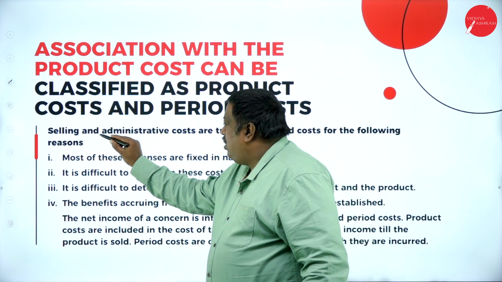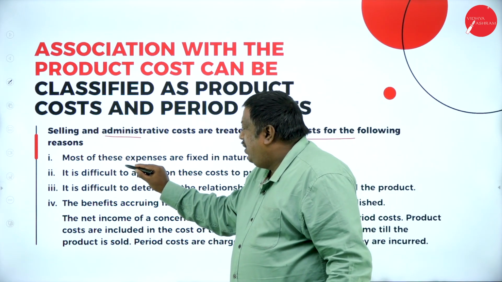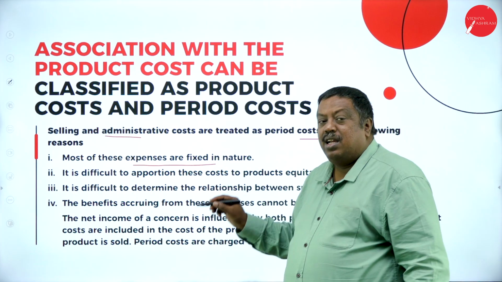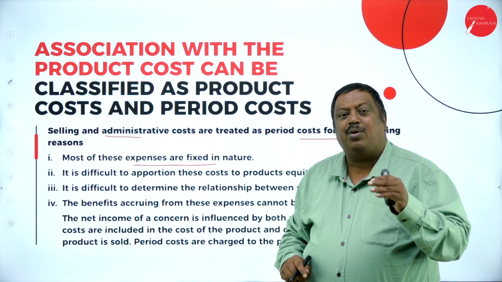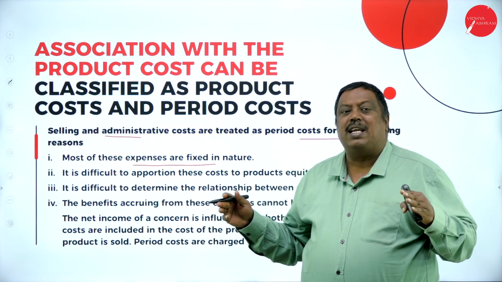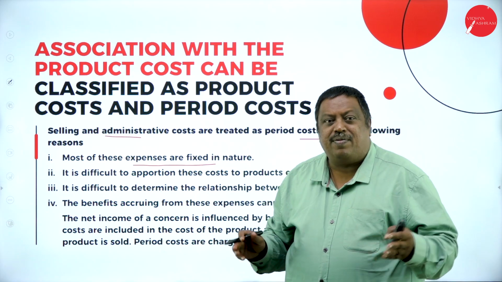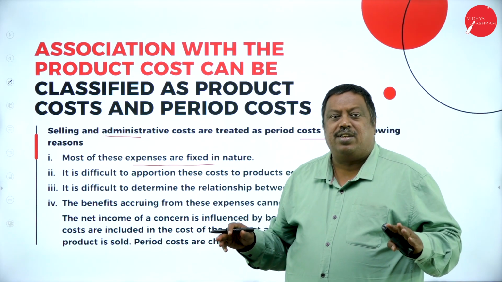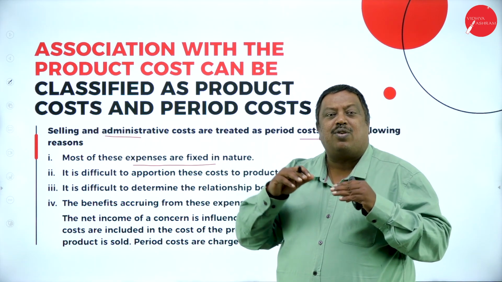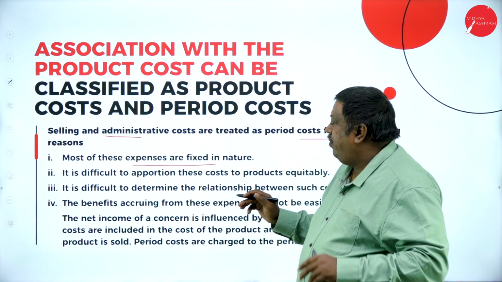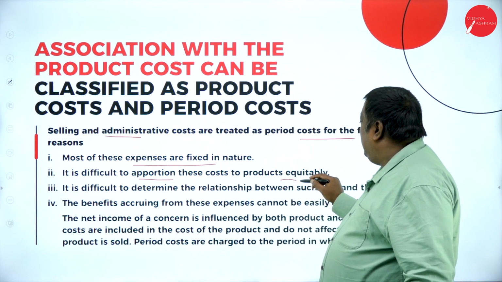Selling and administration costs are treated as period costs for the following reasons. Most of these expenses are fixed in nature. When we start paying the rent here, every month the same amount of rent will be paid for the premises. It is not like that every fortnight it will be changing. For every 50 days, the rent will never change. So it will be the same for a long duration. That's why it's called fixed in nature. It is difficult to apportion these costs to products equitably.